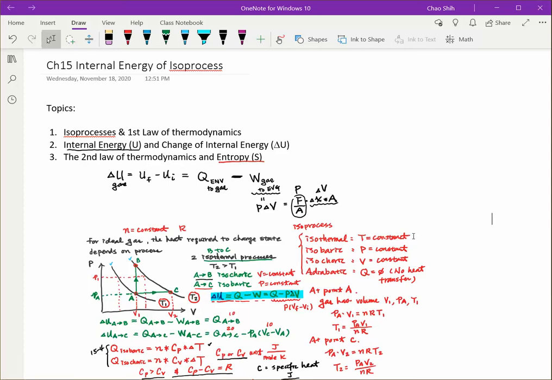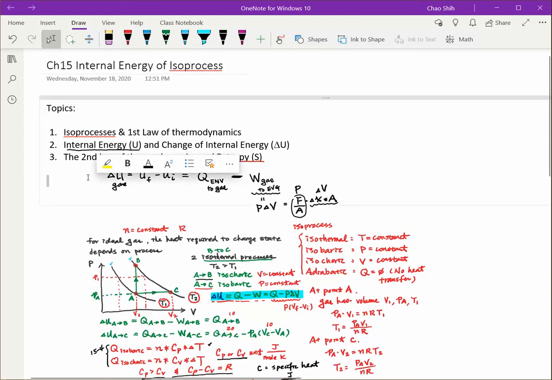Now, based on different conditions, certain things are going to be equal to 0, and certain things you can calculate based on the thermodynamics first law. Let's go back to the first law over here. This one here is our first law. The first law has the equation to relate the change of internal energy, and that is related to our heat and also the work.